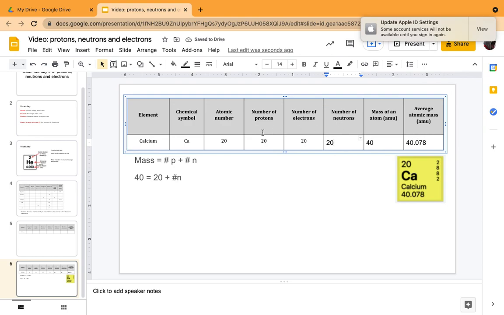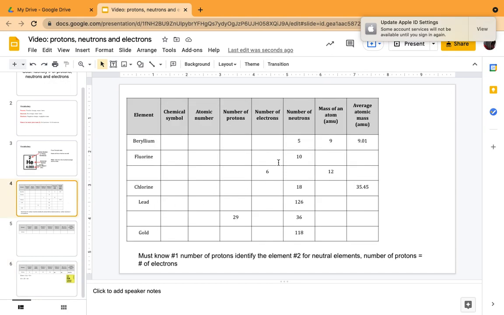So that is the process for filling in this table, and like I said before, it is giving you enough information for you to make some conclusions. So I hope that was helpful.